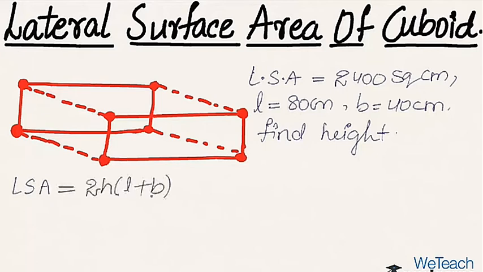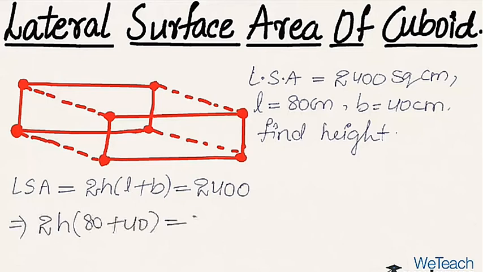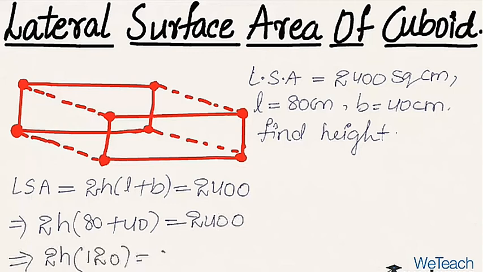So LSA is equal to 2h into (L plus B). We know the formula for LSA is equal to 2h into (L plus B). LSA is 2400 is equal to 2h into (L is 80 and B is 40, no?). So 2h into (80 plus 40). So 2400 is equal to 2h into (80 plus 40), and 80 plus 40 is equal to 120. 2h into 120 is equal to 2400.